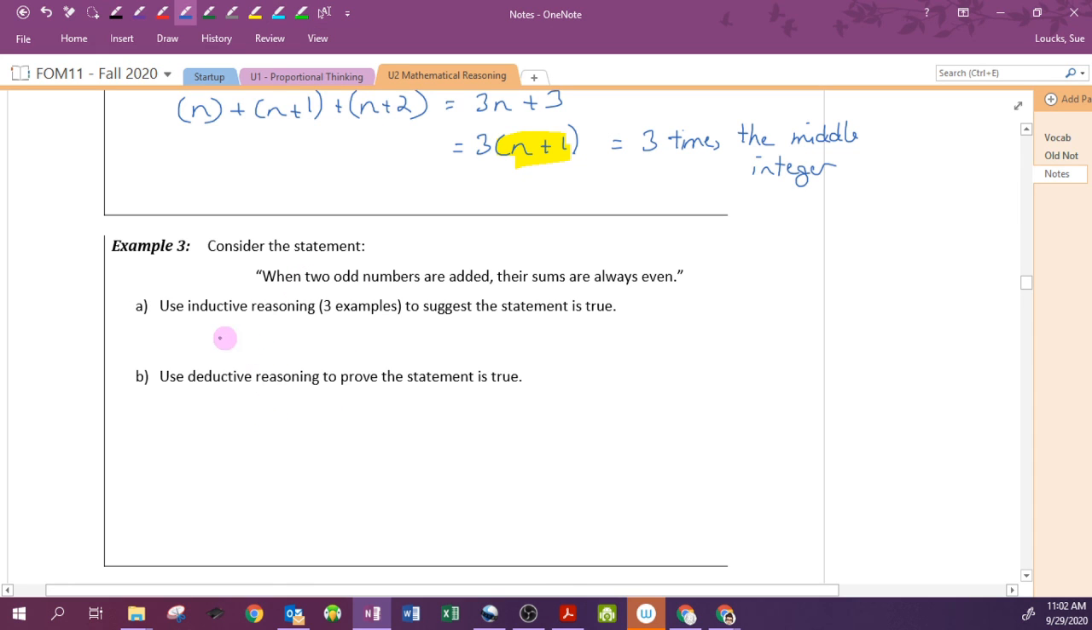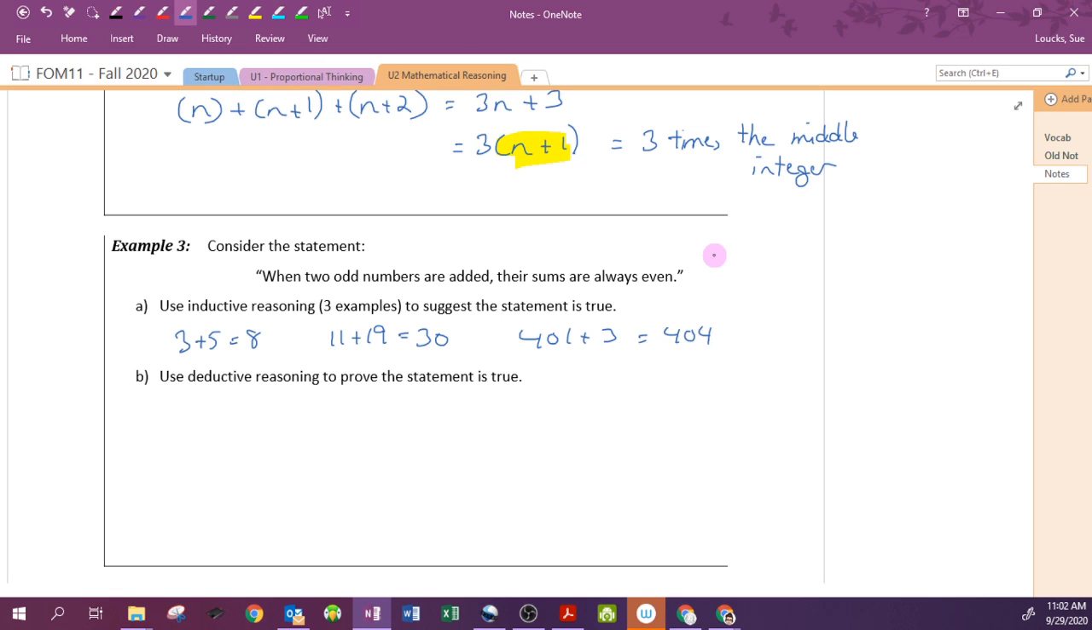So 3 plus 5 equals 8. This is just the examples that I have. 11 plus 19 equals 30. And 401 plus 3 equals 404. So there are 3 examples suggesting that yes, if you add 2 odd numbers, your sum is always even.